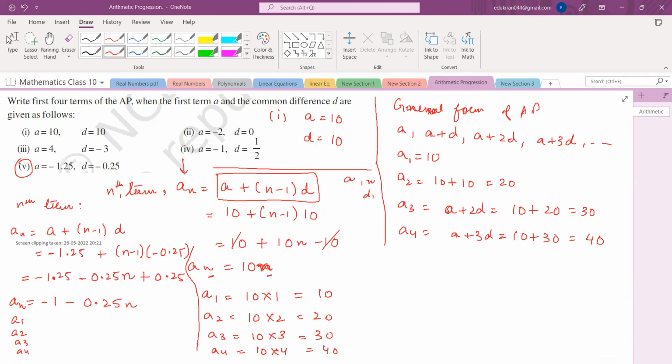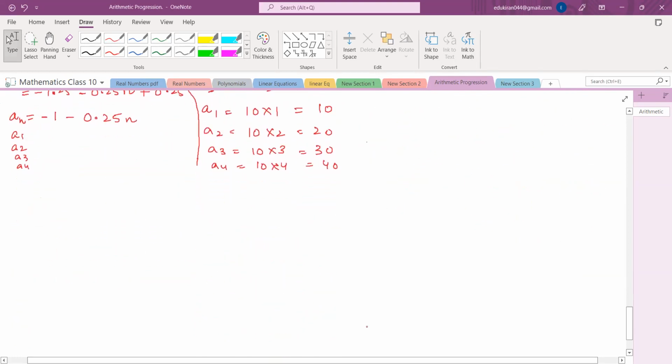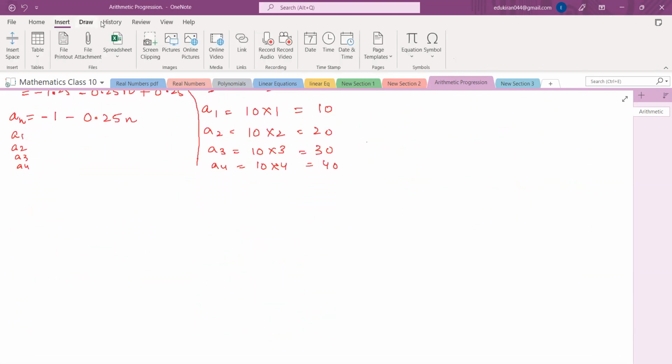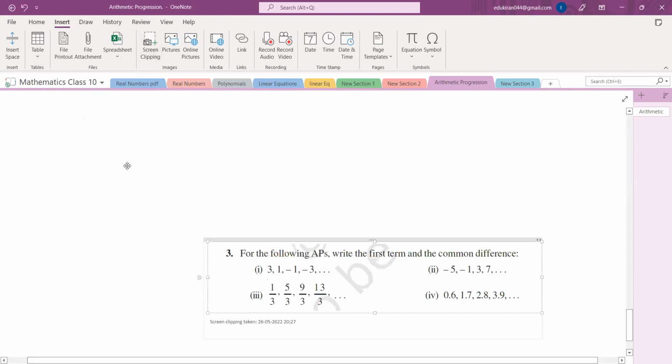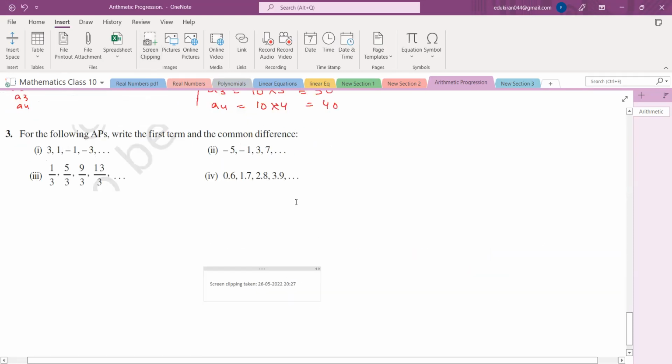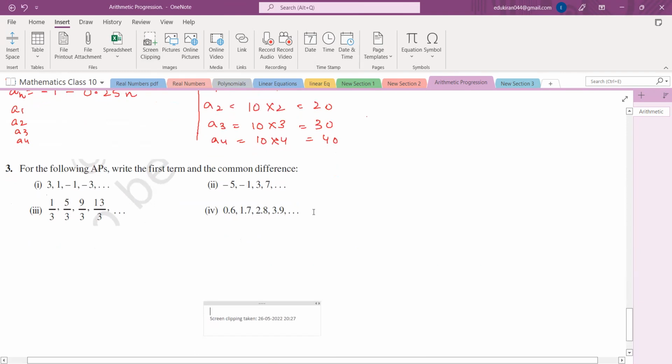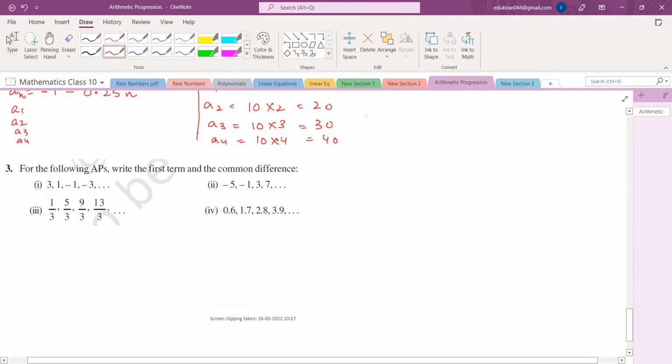Okay, third question also, let's take a quick look. It's very easy. Now, for the following AP, write the first term and the common difference. It is already given that it is an AP. So write the first term. Let's try the second one. What is the first term? That is A, minus 5.